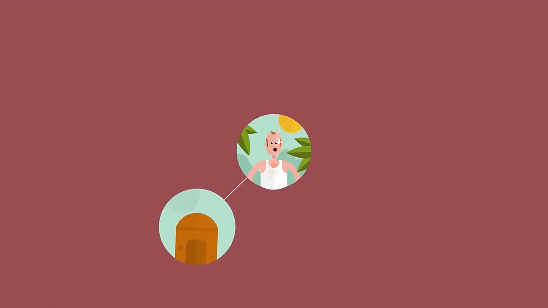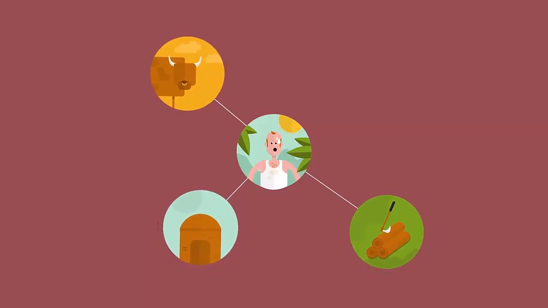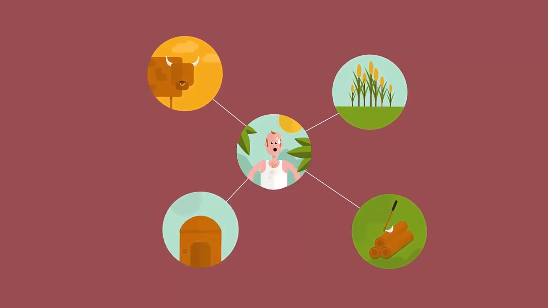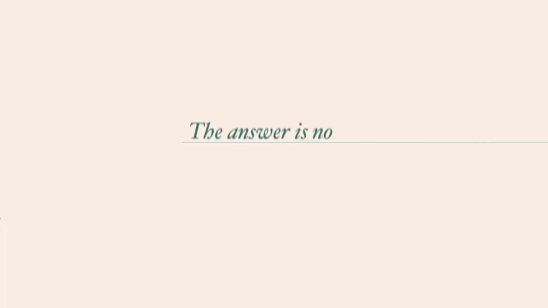Imagine someone living in a warm place in a house built of wood, mud and straw, who cooks using firewood, with an ox to plough the land, and who grows all their own food and all the food their animals need. Would they be adding extra carbon dioxide to the atmosphere? Pause and think. The answer is no.